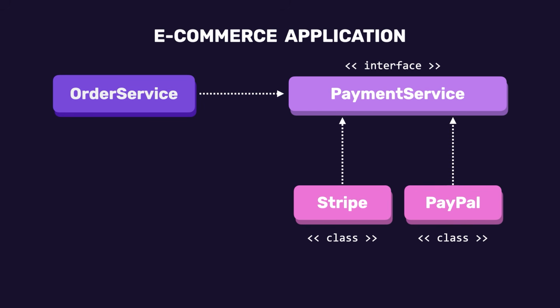For example, if order service depends on a payment service interface, it doesn't know anything about Stripe, PayPal, or any other payment provider. As long as these providers implement the payment service interface, they can be used to handle payments, and order service wouldn't care which one is being used. So here are the benefits.